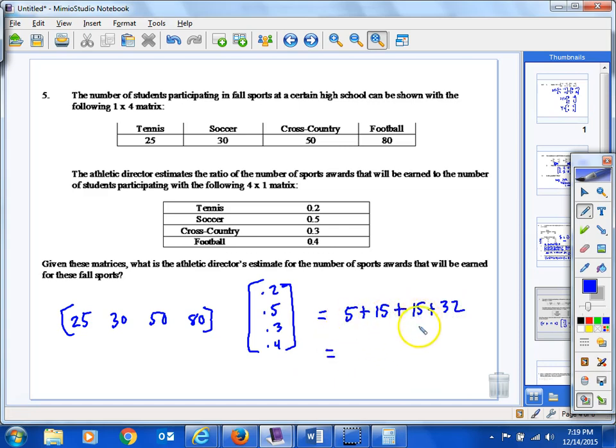20 plus 15 is 35, plus 32 is 67. So our answer here, the estimate for the number of sports awards that will be earned will be approximately 67 athletes. Okay.